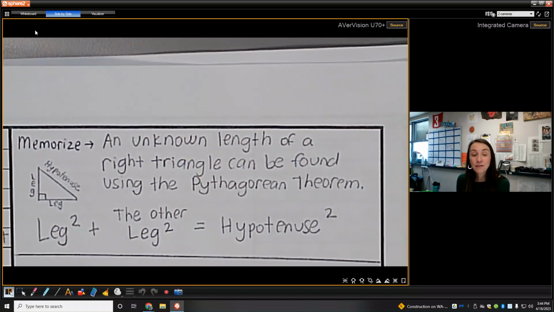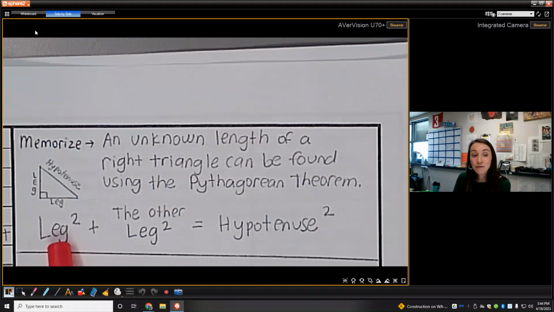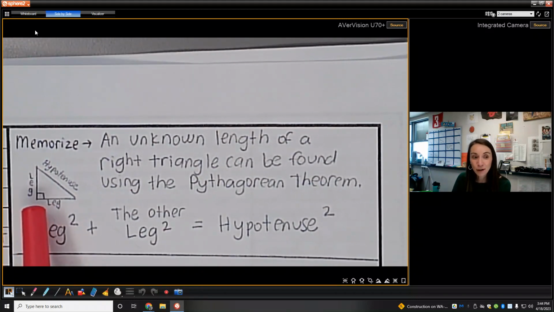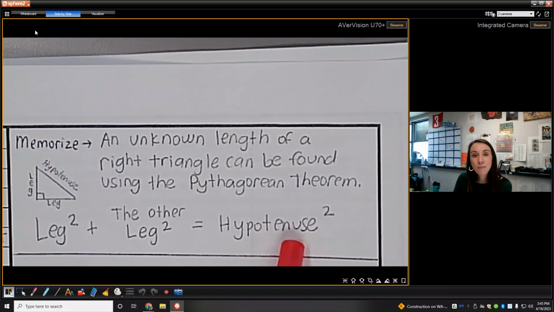The formula for the Pythagorean theorem that you need to memorize is the length of the leg, either one of them, squared, plus the length of the other leg, squared, is equal to the length of the hypotenuse, squared.